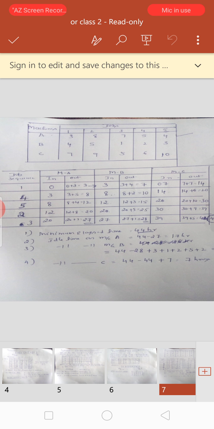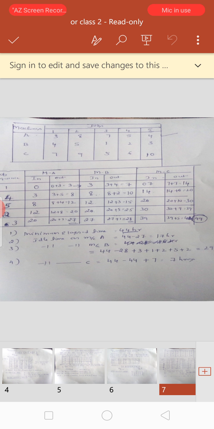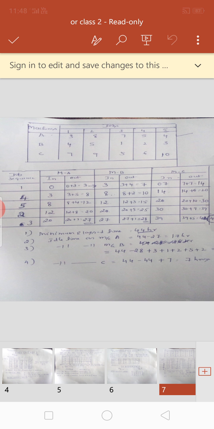Now for the job sequence I have taken 1, 4, 5, 2, 3. As you wish, you can take any of the 4 or 5 options as the job sequence order. And you write machine A, machine B, machine C, and in that you create the table of in time and out time, nothing but starting time and finishing or ending time for all the machines. Now this is what you did in the previous video class.